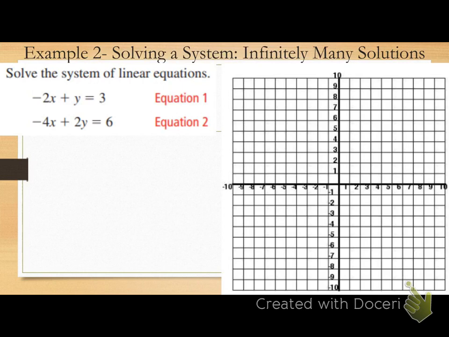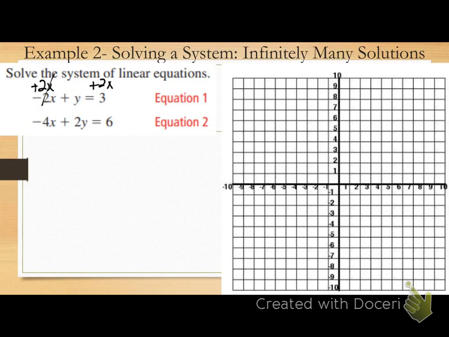Negative 2x plus y equals 3. Negative 4x plus 2y equals 6. Once again, we're going to solve using all three methods. We'll do graphing first. What form do we want it in for graphing? Slope-intercept. I've got to solve both my equations for y. Okay? Top equation, equation 1. What would be my step to get y by itself? Add 2x to both sides.